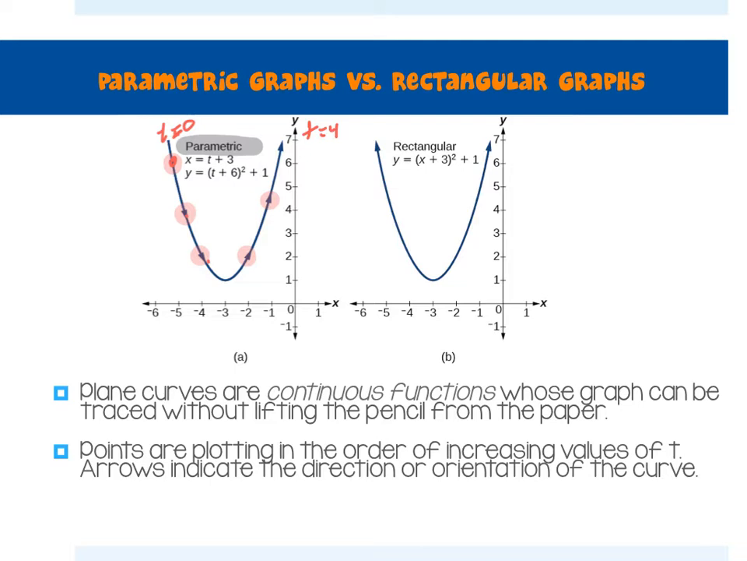So the plane curves are continuous. They're not going to stop and start. So the graph can be traced without lifting your pencil from the paper or your stylus from your iPad. And the points are plotted in the order of increasing values of t. Arrows indicate the direction or orientation of the curve. So again, it's going to start at one point, and as you move from left to right, you get the arrows moving in that direction.